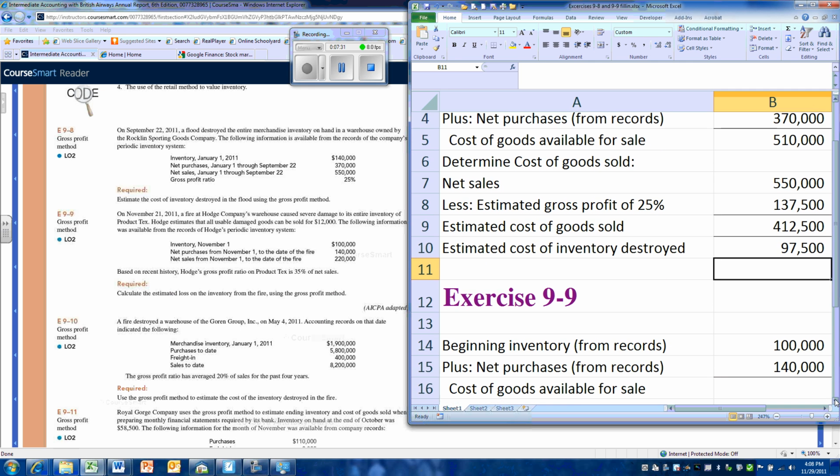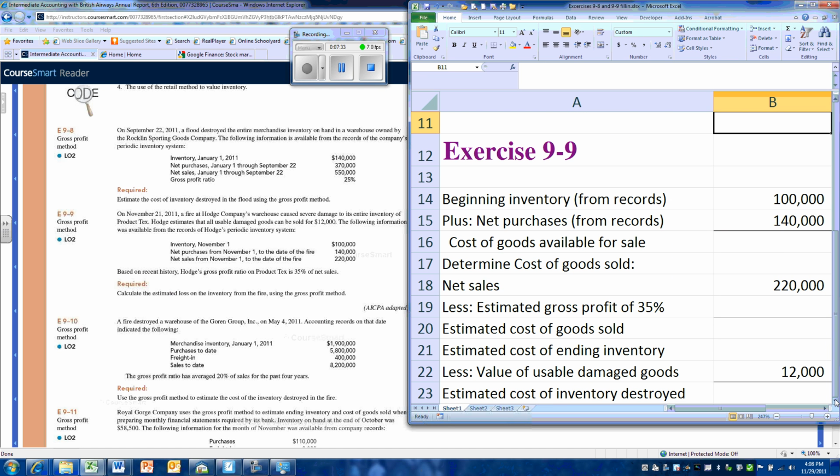In exercise 9-9, the key difference is that after the fire, some goods were still salvageable, and we estimate that the value of those goods can be resold for $12,000. So we'll adjust the loss by the $12,000. In this problem, we also have a different gross profit percentage here. It's 35%. Other than that, it's the same procedure.